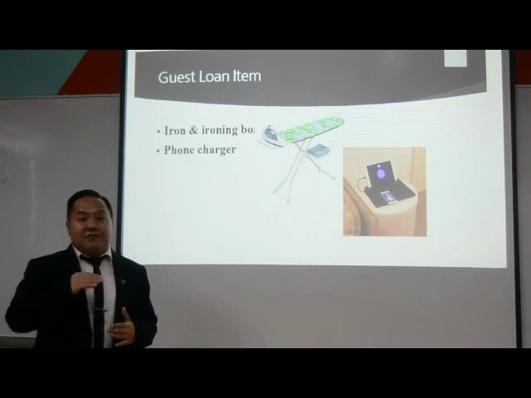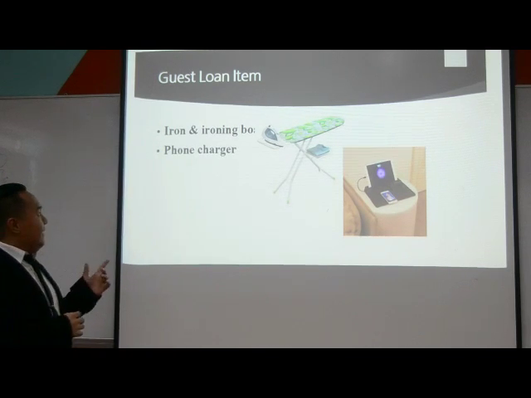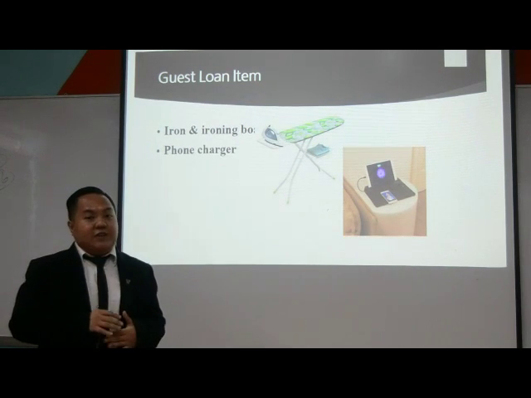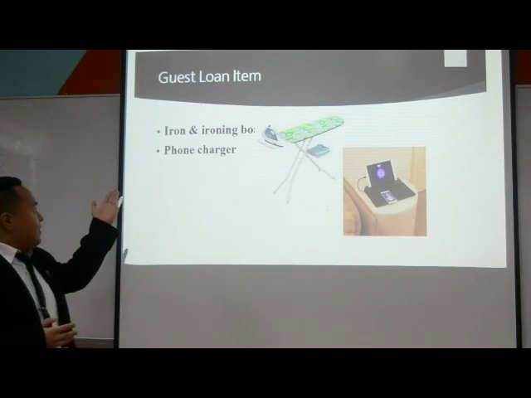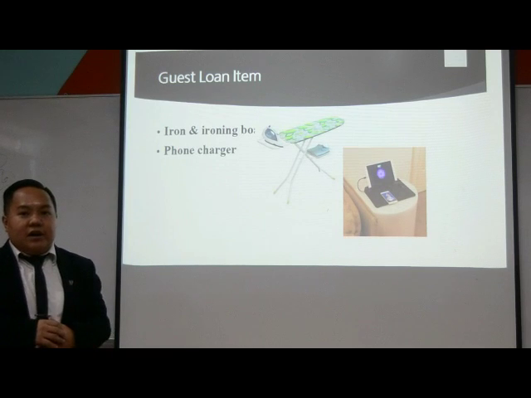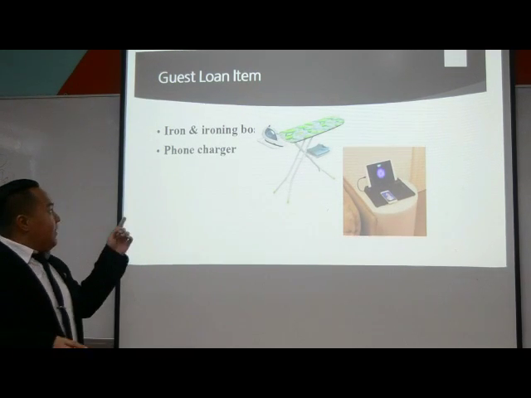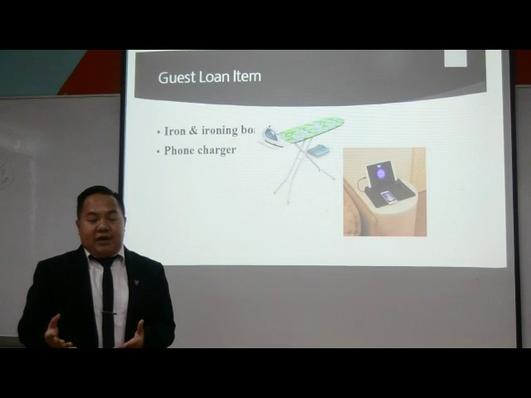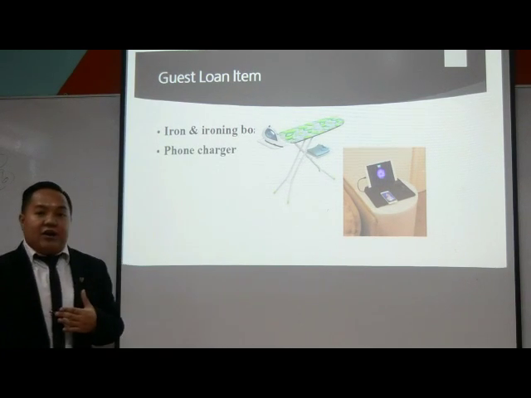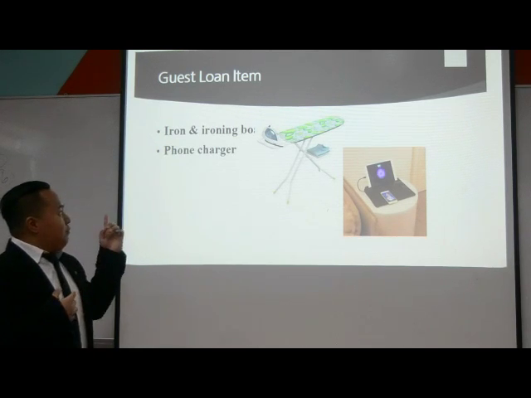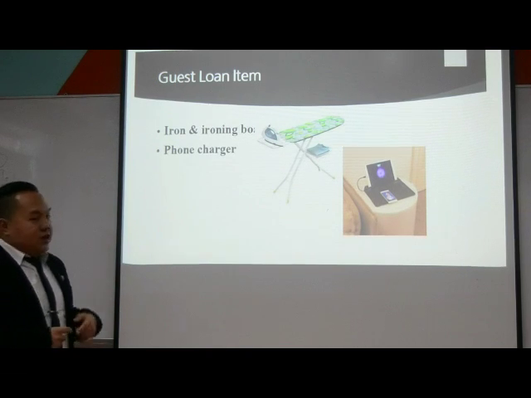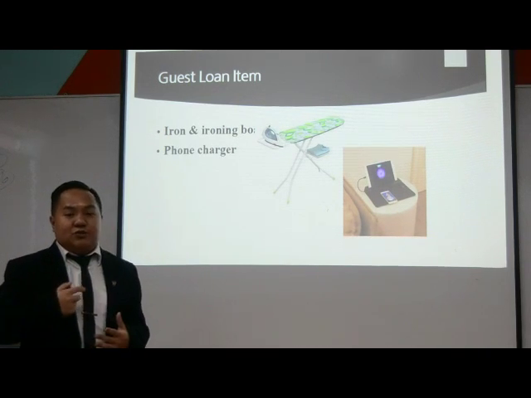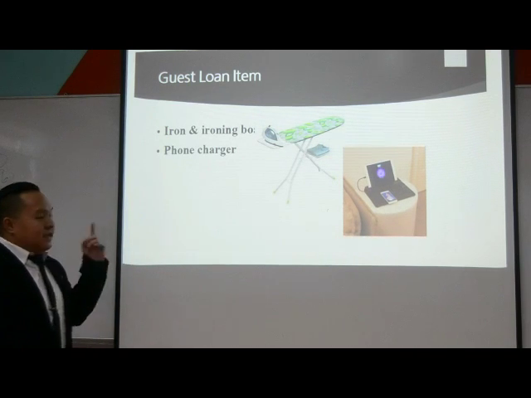Every room has different guest loan items. For example, the iron and ironing board. For executive suite or executive deluxe, we always provide the standard iron and ironing board. But for our normal superior room, we never provide this kind of thing in the room. So we have to give it to them if they request it, so we can lend it to them. Same with the phone charger. A phone charger is not common in a hotel room, but we still provide it if they request it from us. So that we can call it a guest loan item.